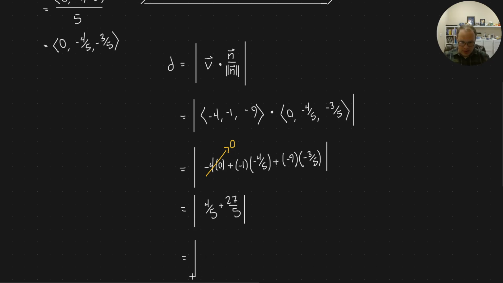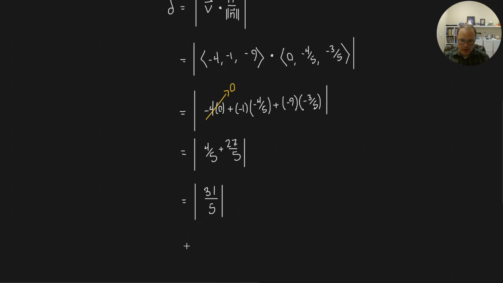4/5 plus 27/5, they already have a common denominator, so I could just add them. I get 31/5. The absolute value of 31/5 is 31/5. So that is the distance from the plane to the point.